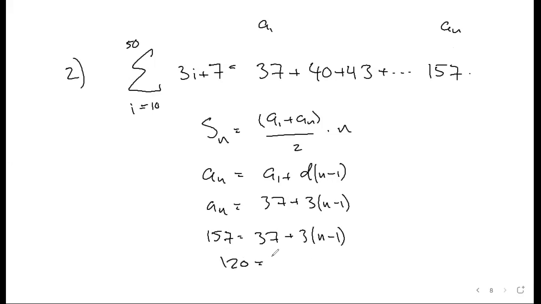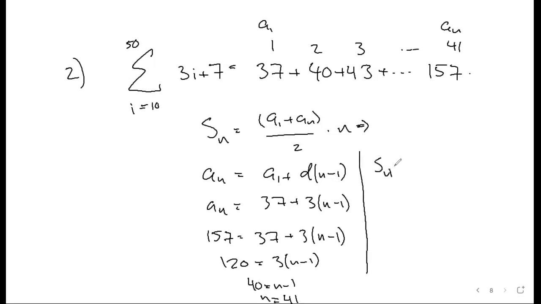So this is 120 equals 3 times n minus 1. So 40 equals n minus 1. So that says that n is equal to 41. Okay, n is equal to 41. So this is my first term, my second term, my third term. This is my 41st term. And so when you plug that in here, S sub 41 is equal to 37 plus 157, all over 2, times 41.